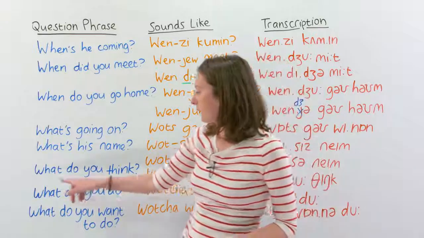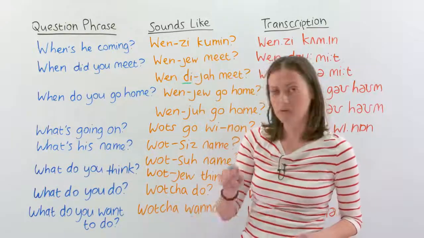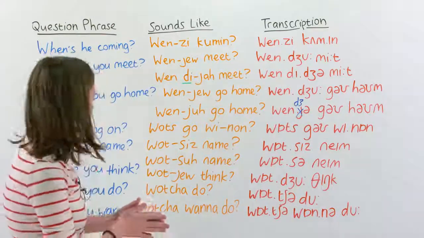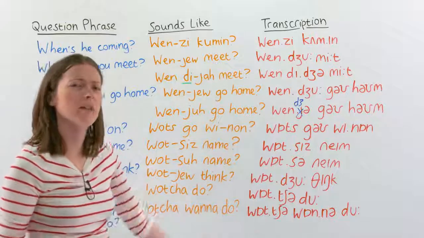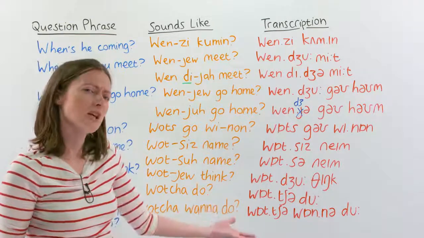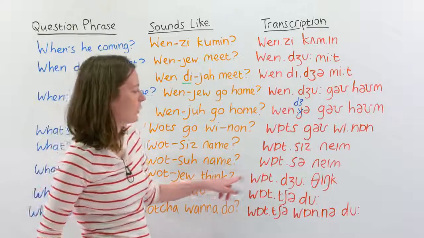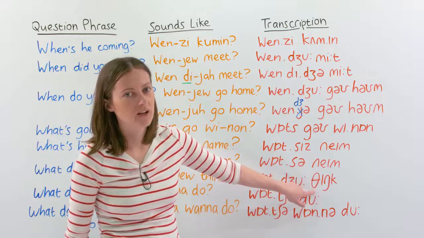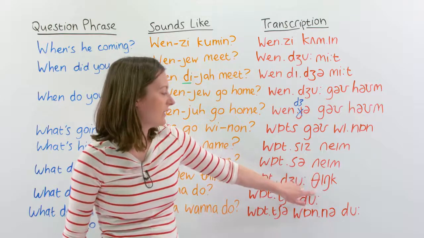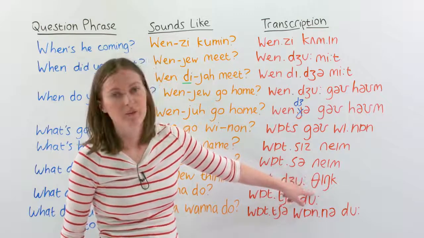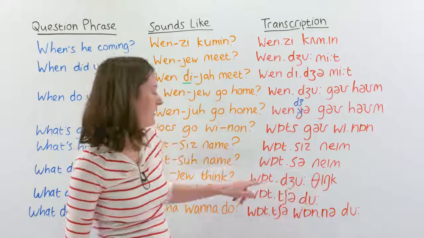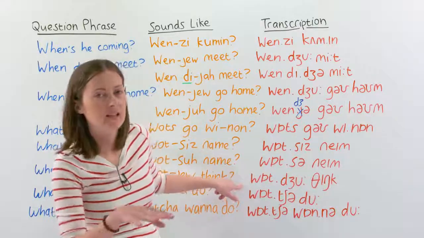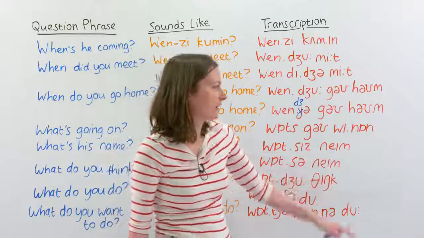Another example. What do you think? Too slow. A native speaker says, what do you think? What do you think about that? The th sound is a very hard sound for me to make. In a London accent, we say it an easier way, which is just to say an F. What do you think? But in standard English, what do you think?